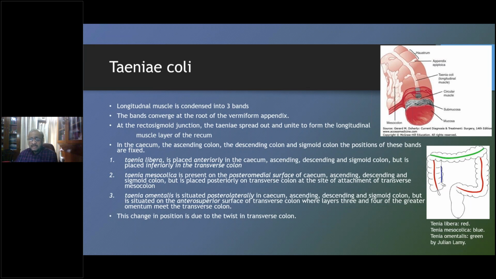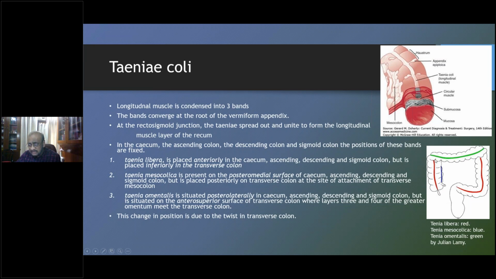Now, in the cecum, the ascending colon and the descending colon, the pattern of tinea coli is slightly different from the transverse colon for the simple reason that there is a rotation of the transverse colon. So if you look at the tinea coli of the ascending colon, descending colon, and the sigmoid, you have three of them. The tinea libera, which is the first one, is placed anteriorly. So that's the red one. You see the red one? That's the first tinea in the ascending, descending and sigmoid colon.